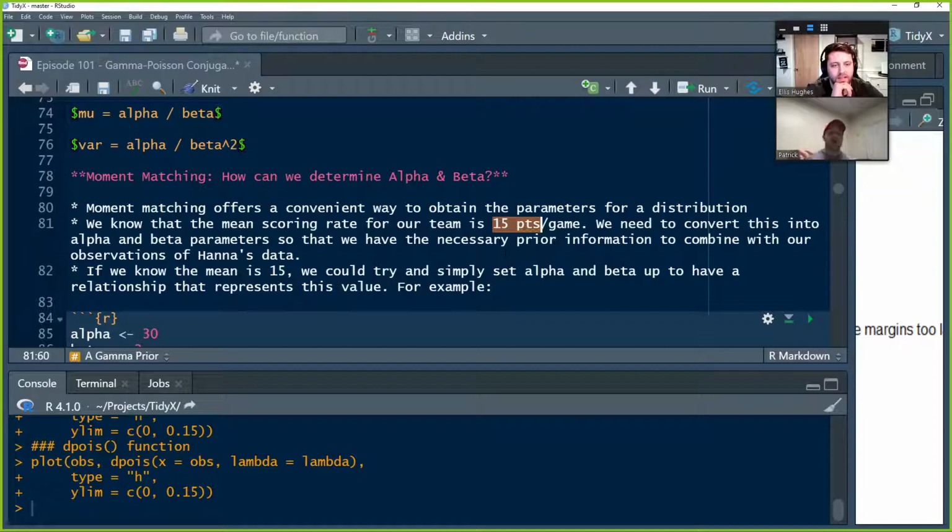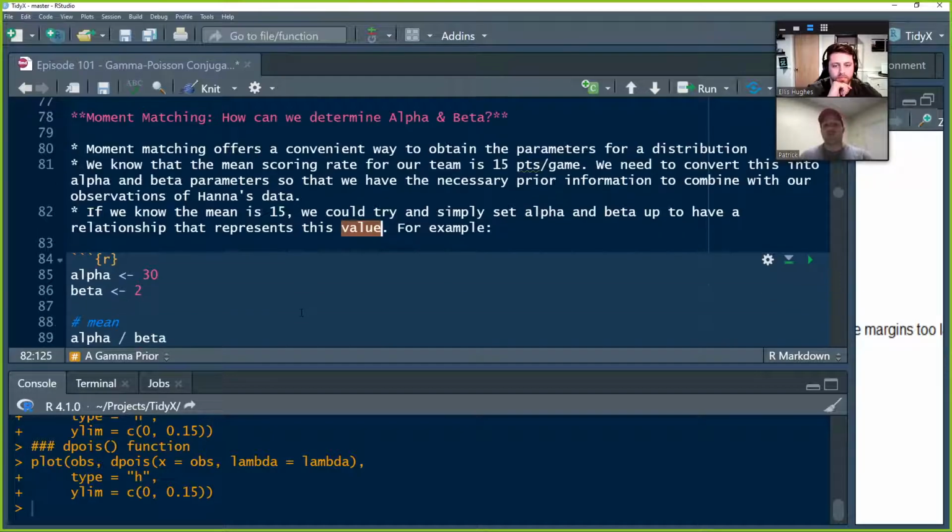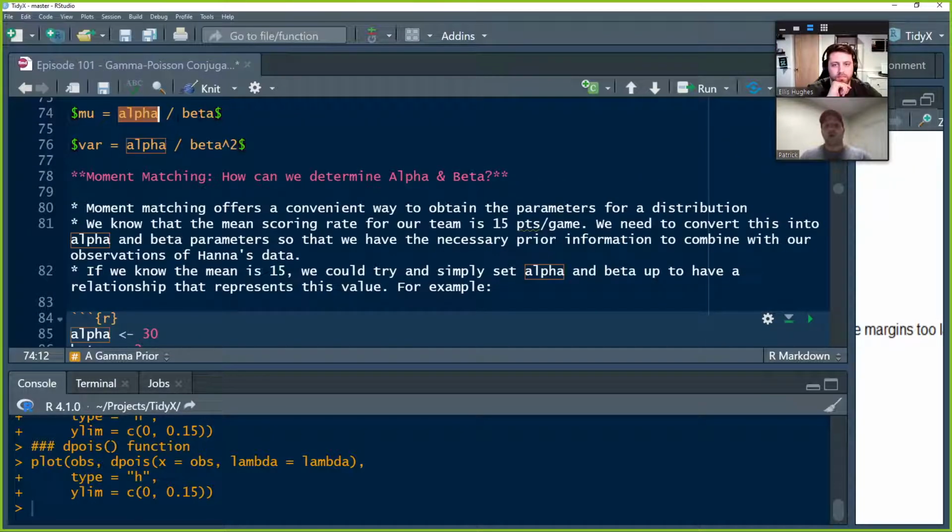So moment matching is a convenient way to obtain the parameters for a distribution. Just to refresh, we know the mean scoring rate for our team is 15 points per game, and we need to convert this into an alpha and beta parameter so that we have the necessary prior information to combine with our observations of Hannah's data. If we know the mean is 15, we could simply set the alpha and beta to have a relationship that represents this value, because we know mu is determined by dividing alpha, alpha divided by beta.